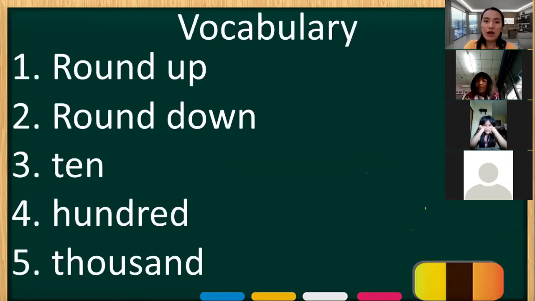Now let's move on to our vocabulary for this week. I want you to listen properly. I will read the word 2 times and then later I will call someone to read. Is that clear? Let's start with number 1, round up. Number 2, round down. Number 3, 10. Number 4, 100. Number 5, 1,000.